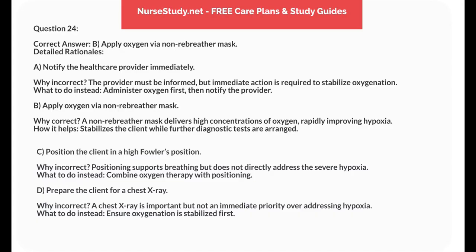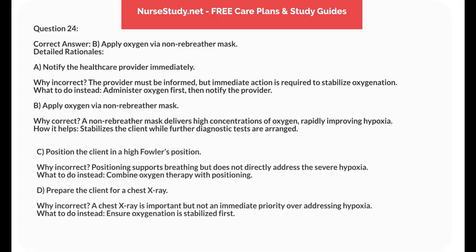Detailed rationales. A. Notify the healthcare provider immediately. Why incorrect? The provider must be informed, but immediate action is required to stabilize oxygenation. What to do instead: administer oxygen first, then notify the provider. B. Apply oxygen via non-rebreather mask. Why correct? A non-rebreather mask delivers high concentrations of oxygen, rapidly improving hypoxia. How it helps: stabilizes the client while further diagnostic tests are arranged.